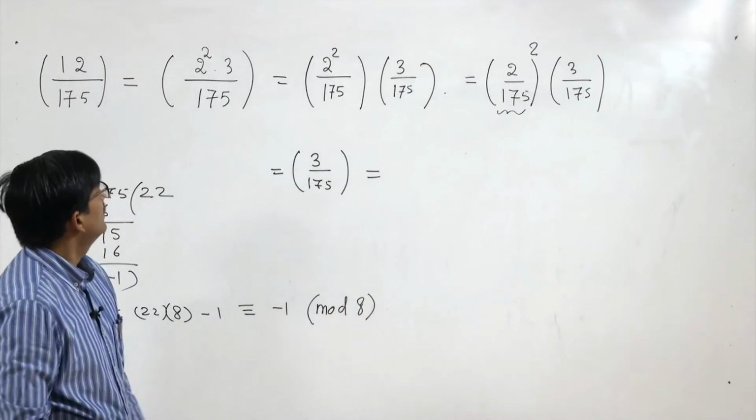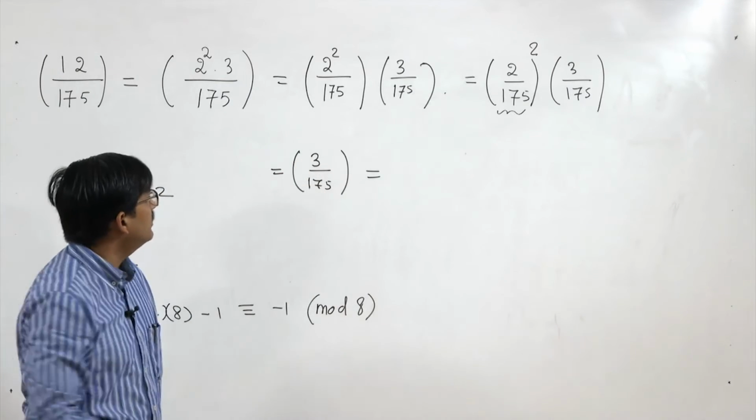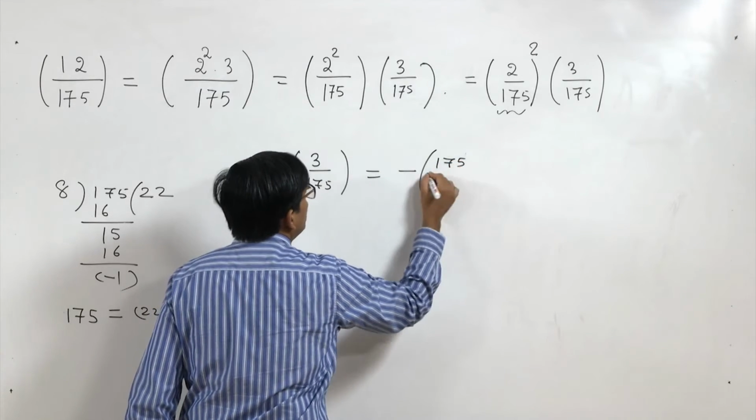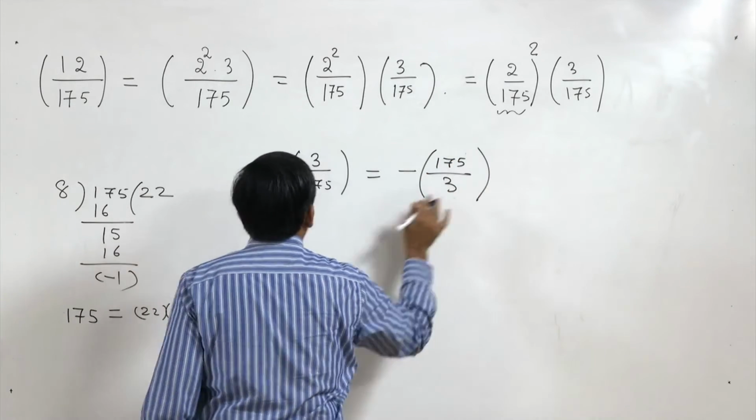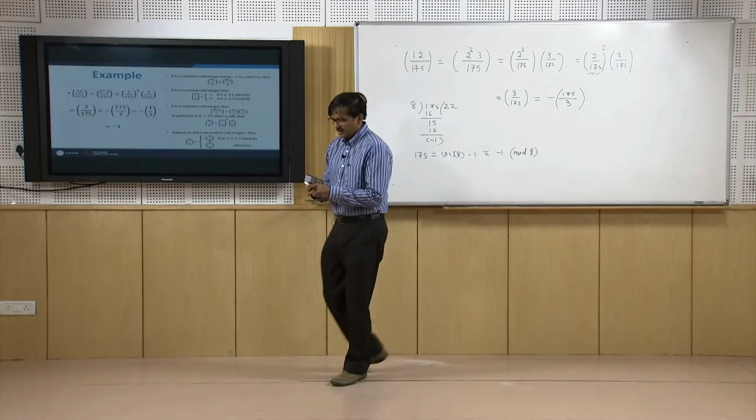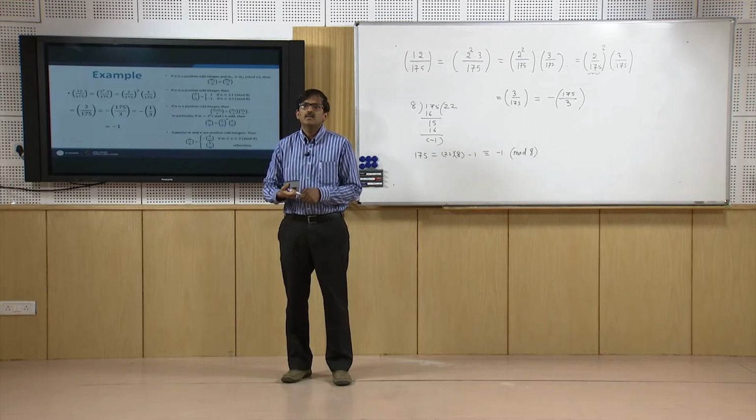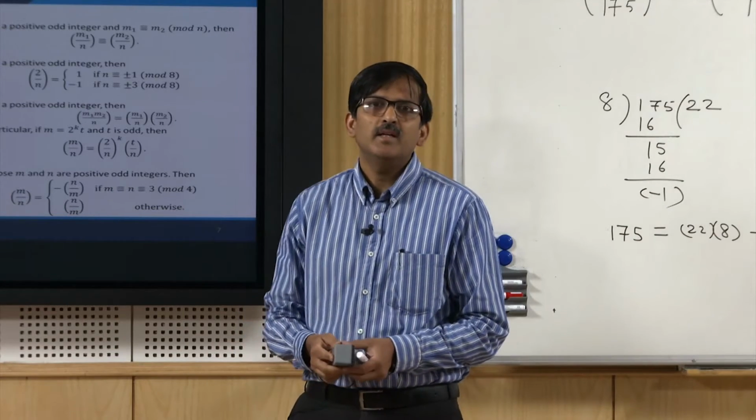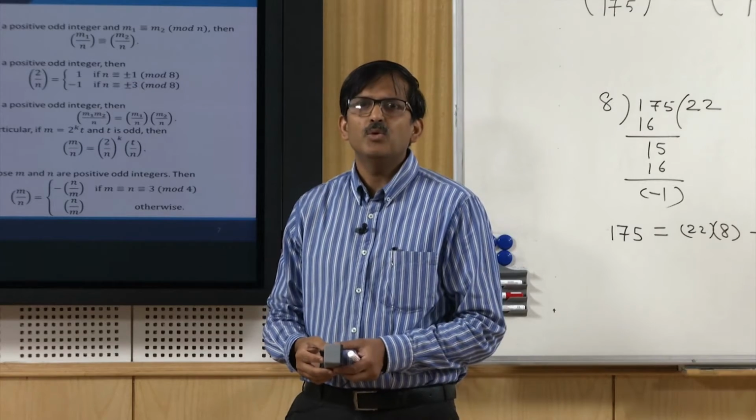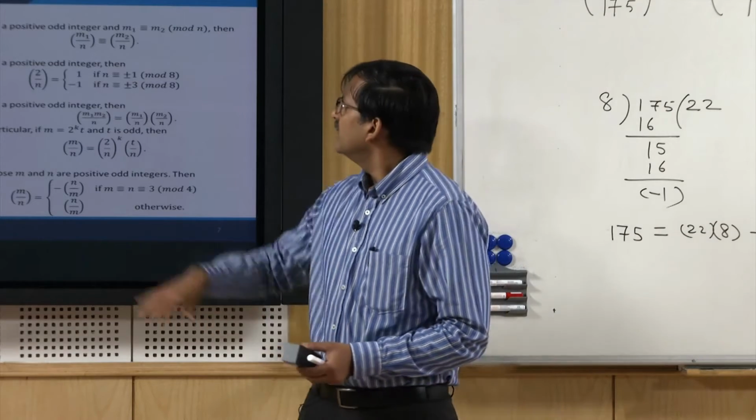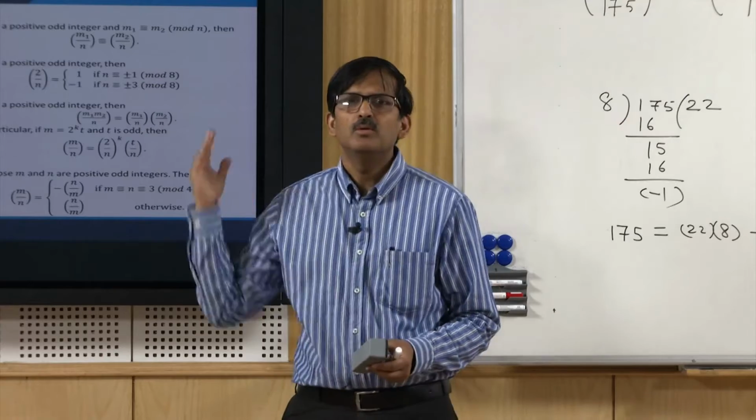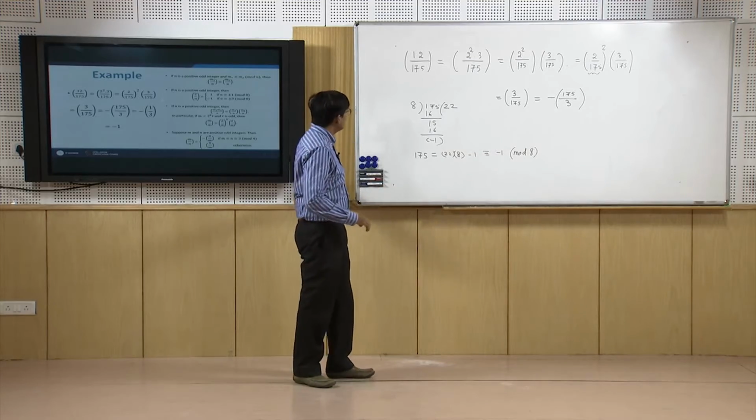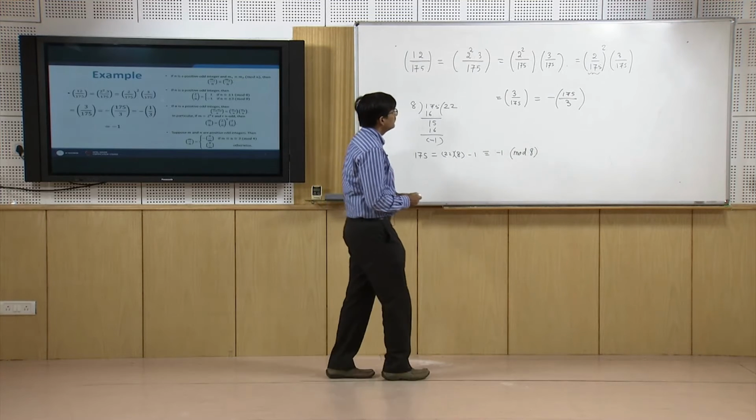this chain. So, I have got 3 by 175. I know that I have to put a minus sign and put 175 by 3. All right, I have got this one, and 175 is odd. So, no question of dividing by 2. So, I can just go for the first law over here, which tells me to reduce modulo the denominator. I reduce modulo the denominator. If I do that, let us see what happens.